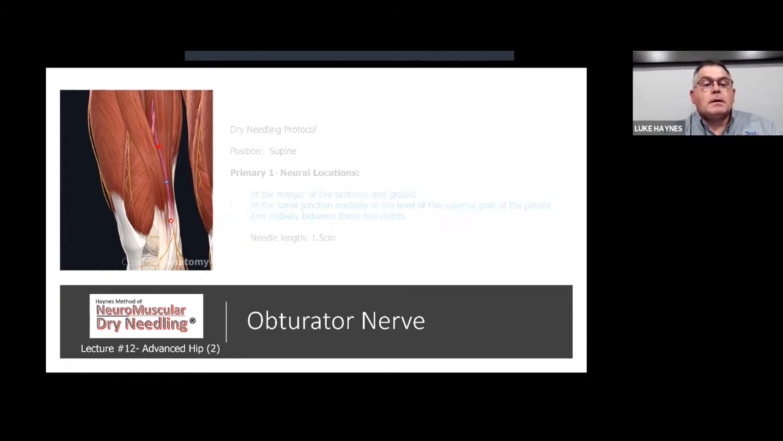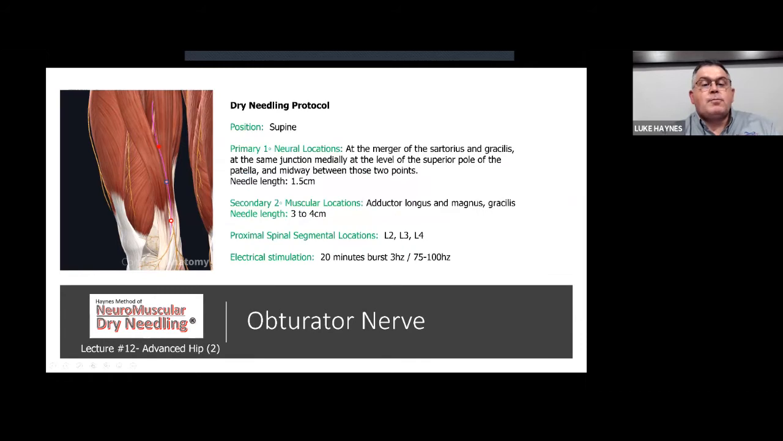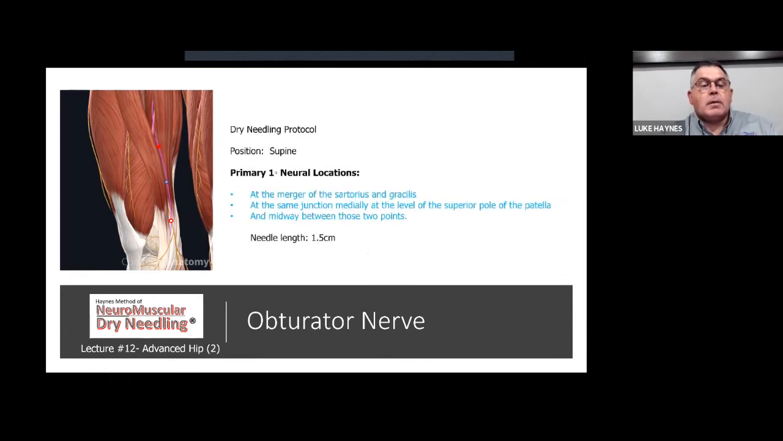Position will be supine, and we'll look at our locations here. Our primary is going to be at the merger of the sartorius and gracilis, so it's further mid-thigh on the medial aspect. We'll be at the same junction immediately at the level of the superior pole of the patella. So we'll needle first between sartorius and gracilis, and then we're going to come to the superior pole of the patella and drop a needle in that location. And then the third one is just going to be midway between those points.